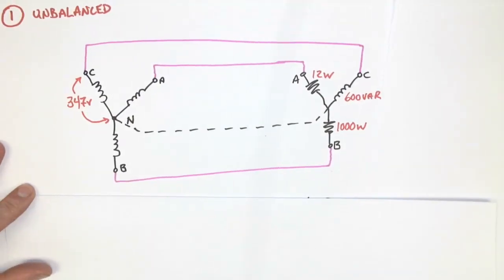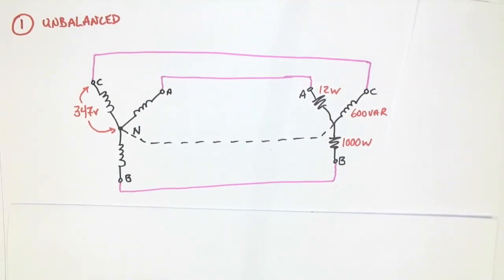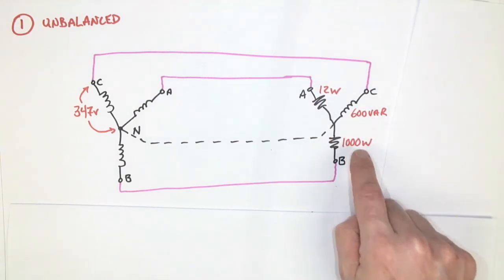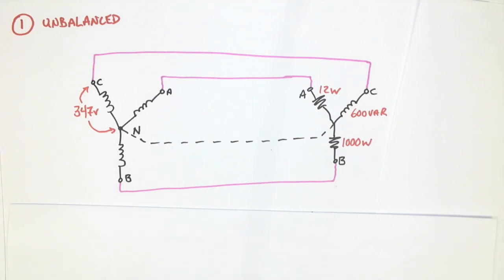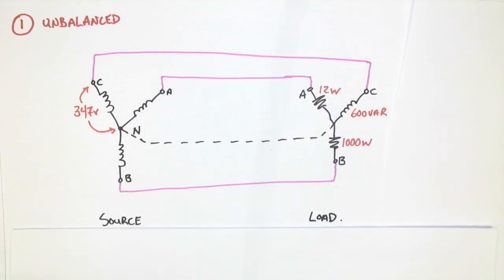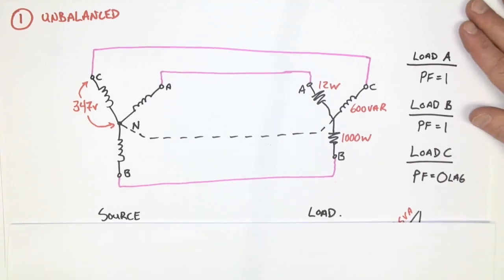The first one we're going to look at is a Y unbalanced system. In a Y unbalanced system, we have 347 volts, and we've simply already filled in the wattage, the VARs, and the wattage. Now, each one of these individual loads that we see on the load side is going to have its own individual power factor. And so load A would have a power factor of 1, and that's because it's a resistor. Load B would have a power factor of 1 because it too is a resistor. And load C would have a power factor of 0, which is meaning it lags.